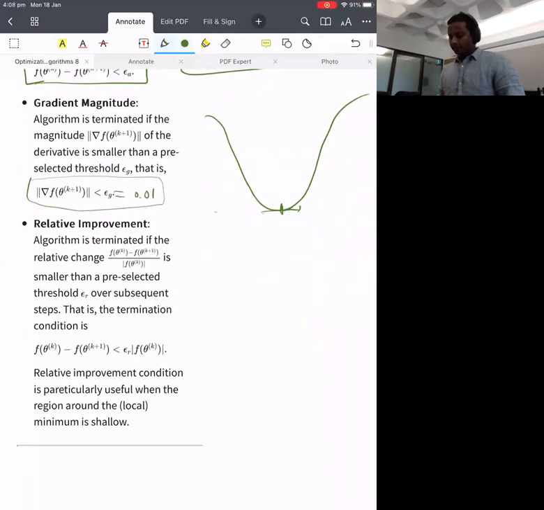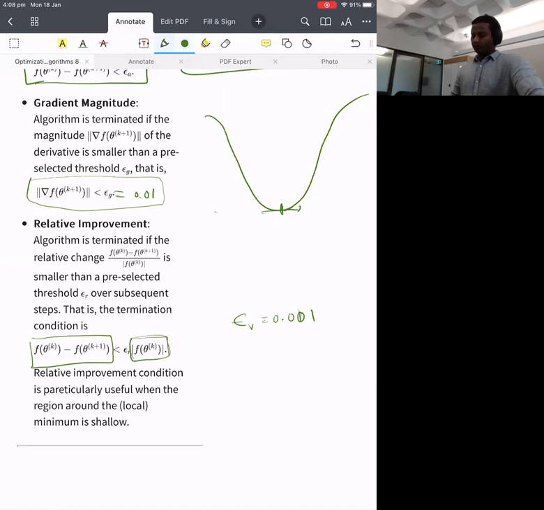Then the third condition is a relative improvement. We will see with an example why this condition is useful. It essentially says that if the difference is relatively smaller than epsilon r. Again, epsilon r you can fix at 0.01 or smaller than that. But it considers what the value is at that point.